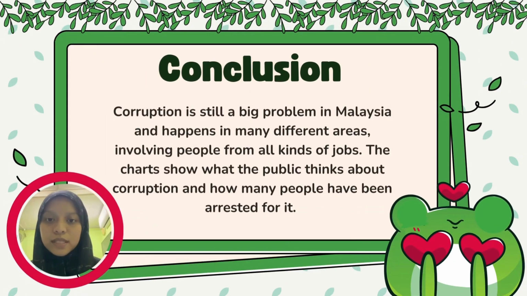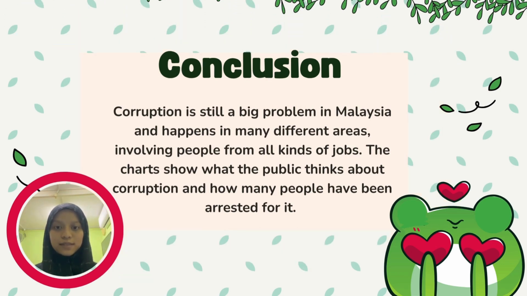In conclusion, corruption is still a big problem in Malaysia and happens in many different areas, involving people from all kinds of jobs. The chart shows what the public thinks about corruption and how many people have been arrested for it. Even though Malaysia's CPI score has improved, corruption is still a serious issue. More awareness and stronger action are needed to fight it and make sure things are fair and honest in the country.